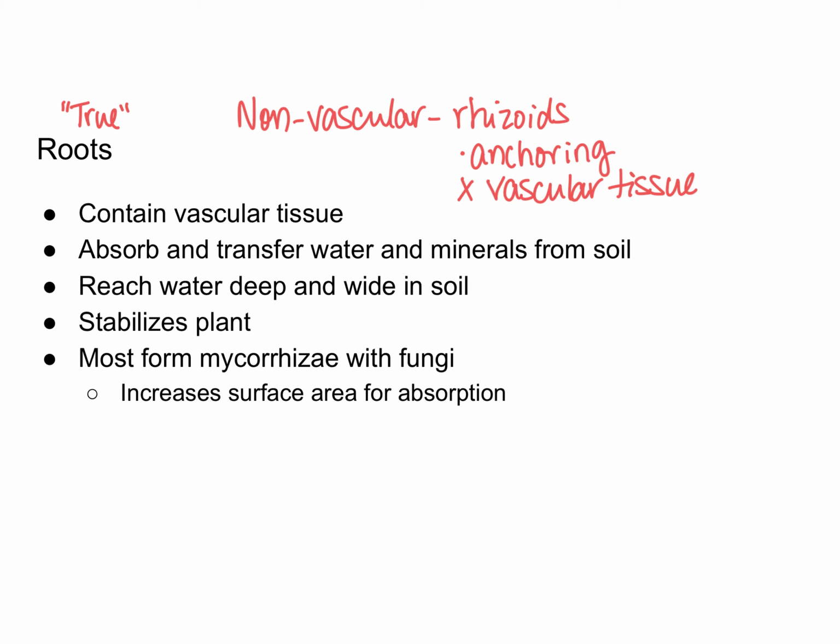Vascular tissue in roots is extremely important because it helps to absorb and transfer the water and minerals from the soil. And remember that this is primarily the function of xylem. Roots can also grow into networks and essentially grow out and around the plant in order to find water and nutrients in the soil. And this is due to that apical meristem tissue.